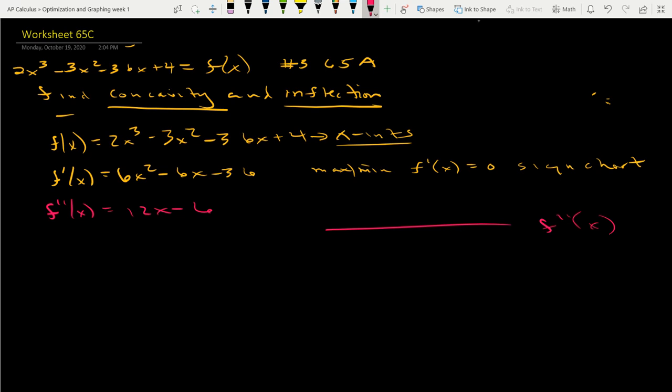Now we have a possible inflection point when we set this equal to 0. Possible inflection is when we set this equal to 0. 12x minus 6 equals 0. So we get 12x equals 6, x equals 1/2. So we get this value. Here's our 0, and here's our 1. And we've got this piece right here, and we're going to say that's 1/2.